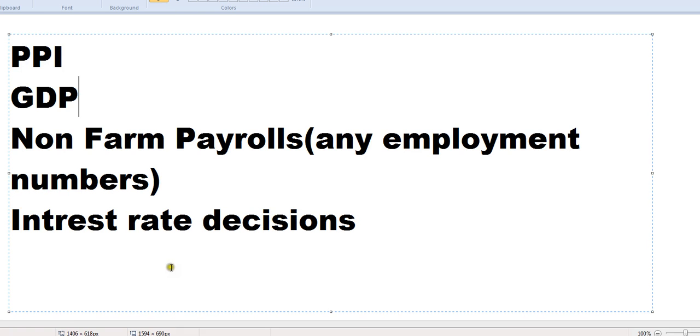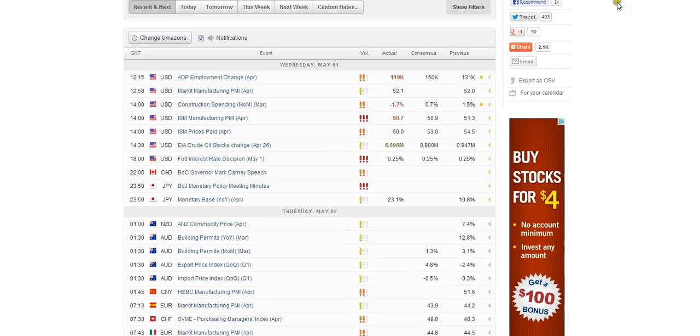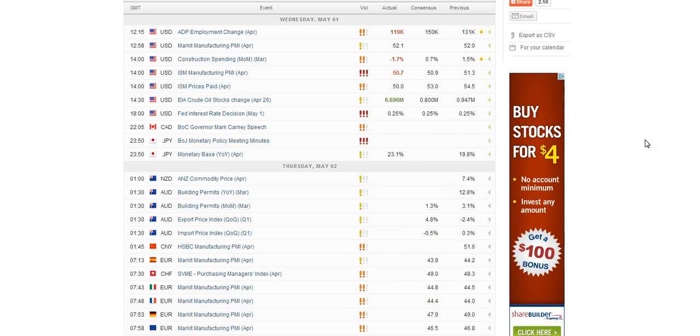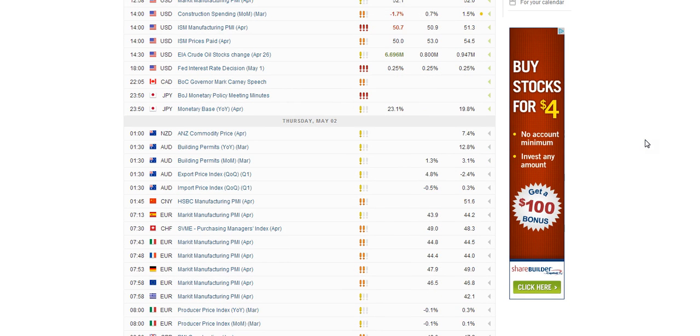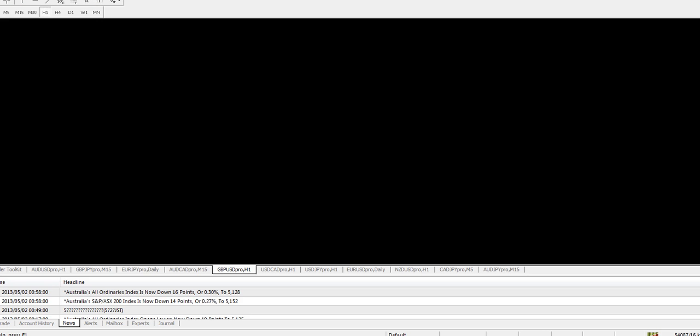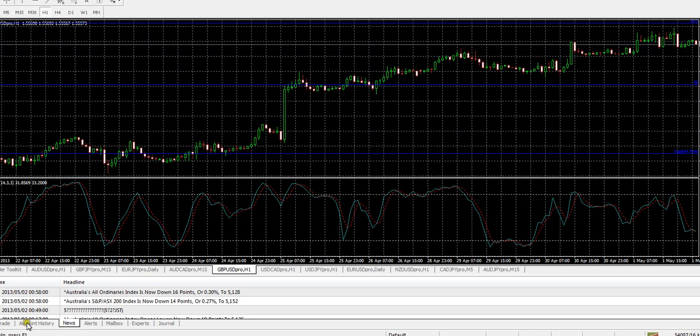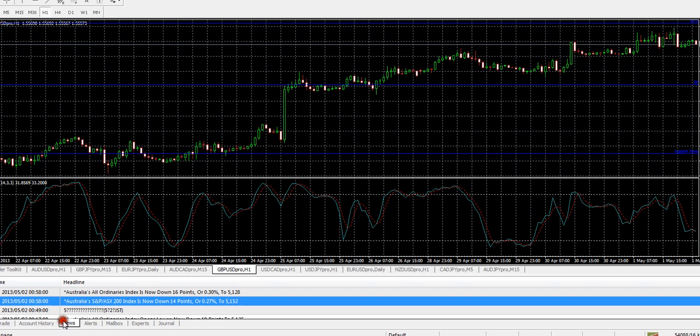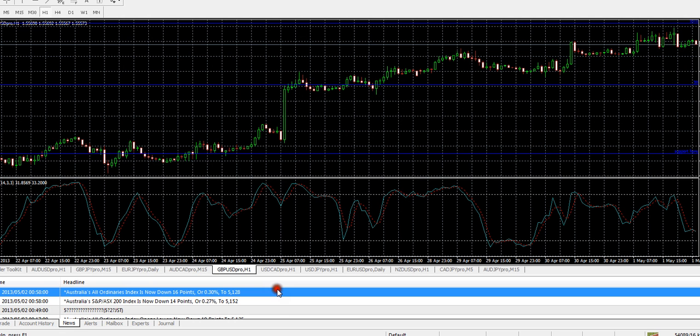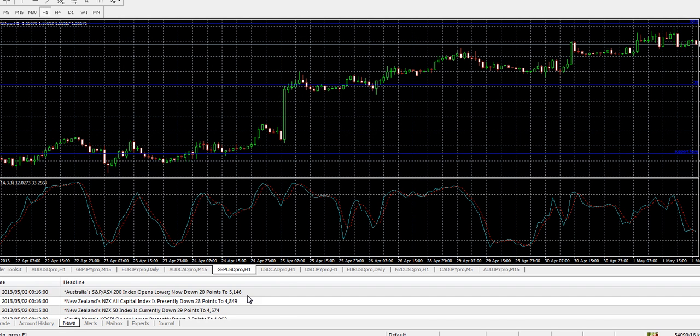So let's take a look at an economic calendar. This is an economic calendar. If you haven't looked at these before, they're not only here, they're also on your platform. If you have MetaTrader, right here, if you click on the news portion of your trading platform, any economic data will come out right here. And so, let's see if we can find one real quick.